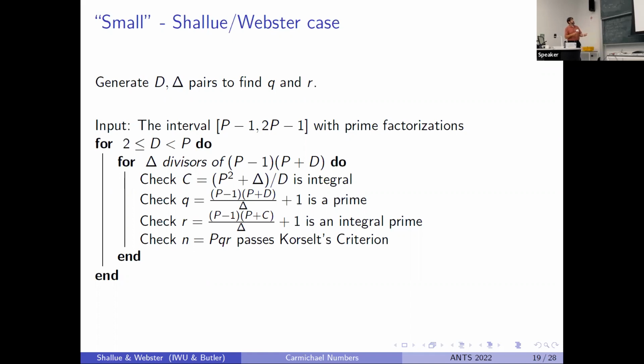So these are the things you have to check. You pick your D, you pick your divisor, you have to check that that's an integer, you have to check that that's prime, that it's integer and prime, and that it passes the Korselt's criterion. And this is not written in the order it's implemented. In terms of implementation, you should do the prime checks last. Those are the most expensive, and that's what dominates from an asymptotic point of view.